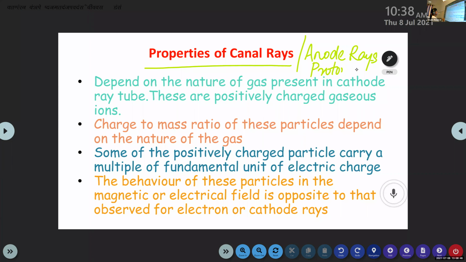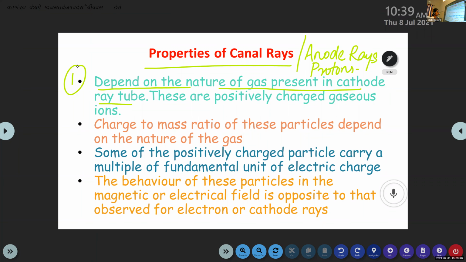Okay, so the first one: it depends on the nature of gas present in the cathode ray tube. In the case of cathode rays, we have learned that it will not depend on the nature of gas present in that cathode ray tube, right? Here it depends on the nature of gas present in the cathode ray tube. These canal rays are positively charged gaseous ions. So that's the first property.